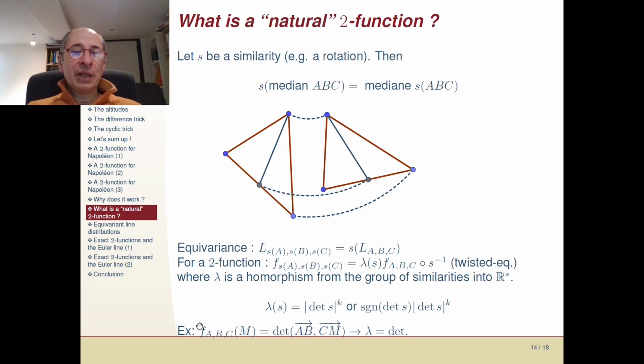For instance, if I consider the two function f of a, b, c, m equal to the determinant of vector AB and vector CM, then if you compose by some similarity S, you will obtain SA, SB, which is the same as the image by S of the vector AB, and it's a very well-known property of the determinant that the determinant of S will factorize, so here lambda will be exactly the determinant. So this is what we mean by equivariance. So equivariance of lines, and as far as two functions are concerned, we can add this factor, and we will call that property twisted equivariance.